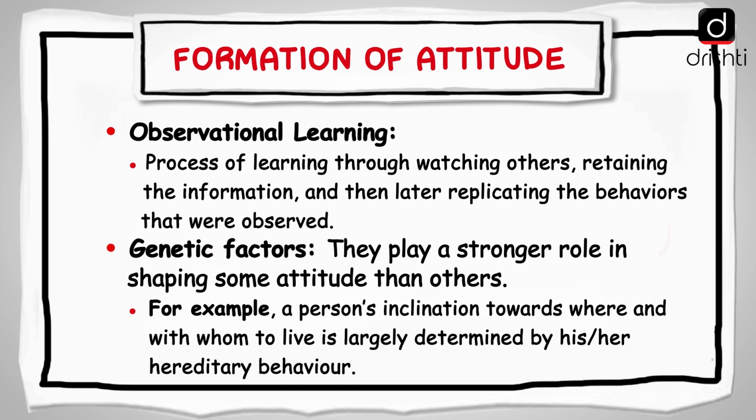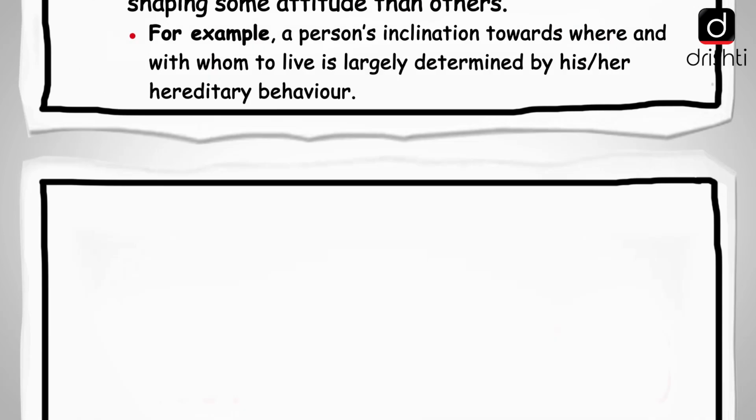And lastly, genetic factors. They play a very strong role in shaping some attitudes more than others. For example, a person's inclination towards where and with whom to live is largely determined by his or her hereditary behavior. And now, let us look at moral and political attitude.